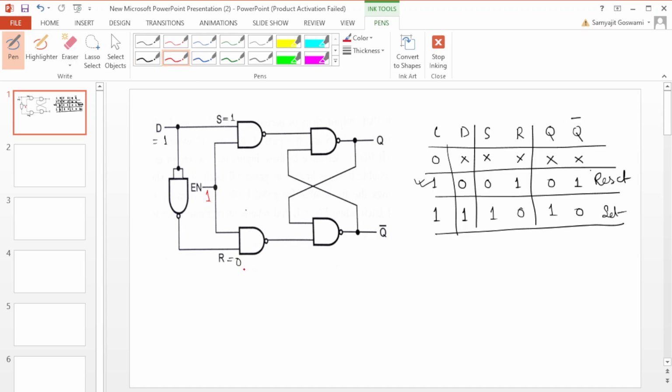Here I am using a red color. As this is a 0, a 0 means here 1, and 1 1 means 0. As there is a 0, a 0 means here it will come 1, and this 1 will go here, 1 1 means 0. You can see that Q equals 1 and Q bar equals 0. So these two combinations will happen in the case of the D flip-flop.